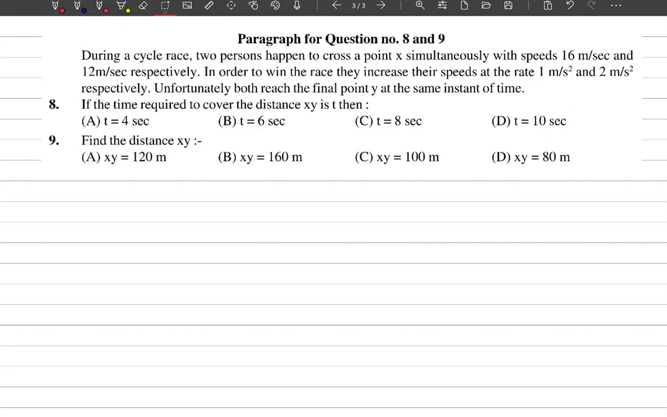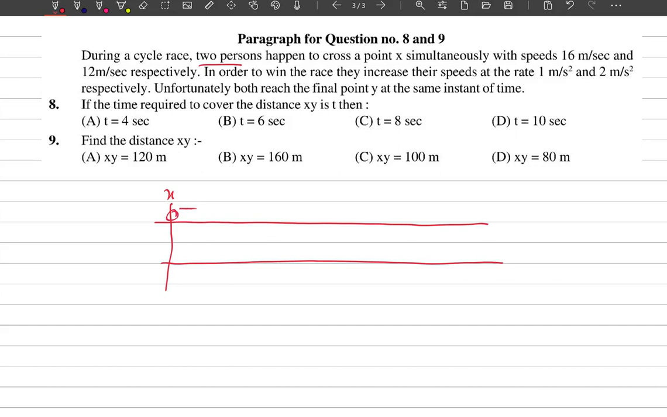Question number 6. So in this question, there are two persons who are doing a race between the two positions x and y. So this is the start. Say call this x. Here it is 16 meter per second speed and its acceleration is given 1 meter per second square. Call it A. And the second body is passing with 12 meter per second and has acceleration of 2 meter per second square, right?